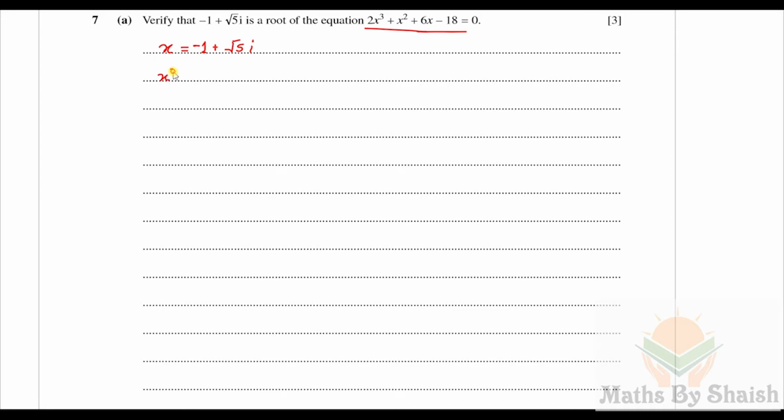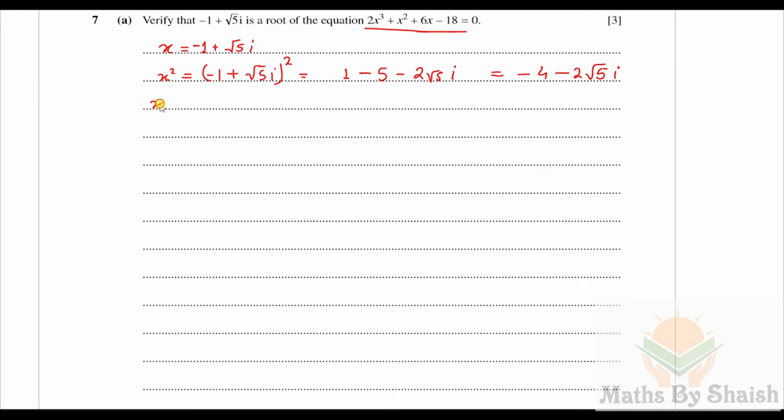So x square is going to be x into x, that is (-1 plus root 5 iota) whole square, and here we are going to use iota square as -1. It is like the a minus b whole square identity. It is going to be -5 and -2 root 5 iota. So altogether it becomes -4 -2 root 5 iota. I have used iota square as -1, that's why it becomes -5.